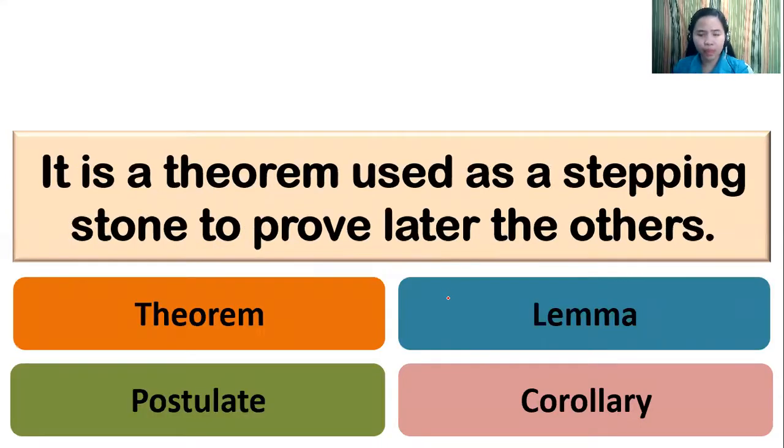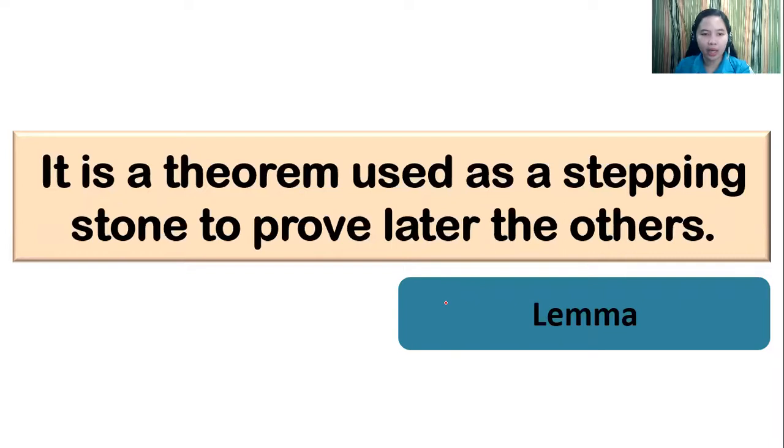And then the next one, how about the theorem that is used as a stepping stone to prove others later? So what do you think is the theorem that we use to prove another theorem? We use this one as part of the proving, a partial statement or reason to prove the other one. So in this item, we have lemma. The keyword here is stepping stone. We use a lemma, that is a theorem, as part of the proving, to prove another theorem or another statement. Okay? Next.